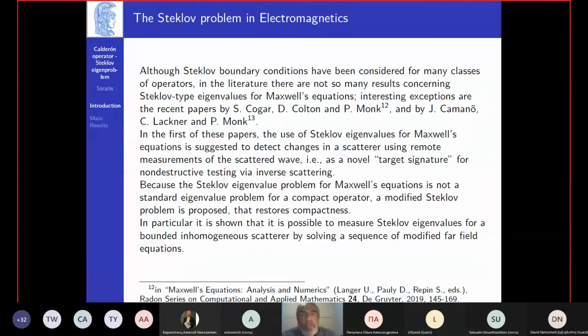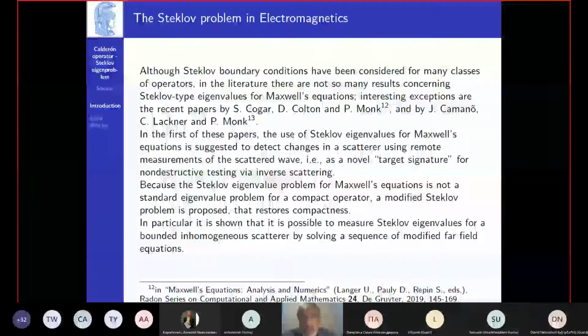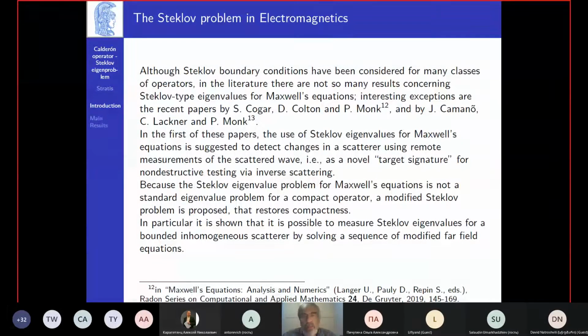There are two important papers by Sam Koger. Sam Koger is a very young guy, a promising mathematician, a student of Colton and Monk. I think he is the first student that Colton and Monk have had together. They've had many students individually, but Koger is the first one they had together. And the other paper is by Jessica Camagno, Lackner, and Monk.